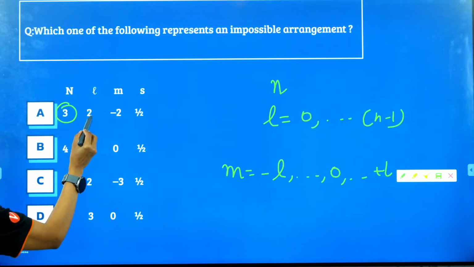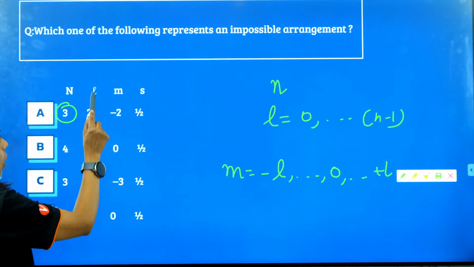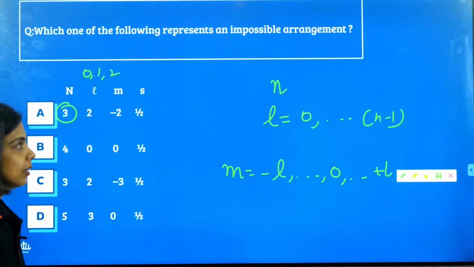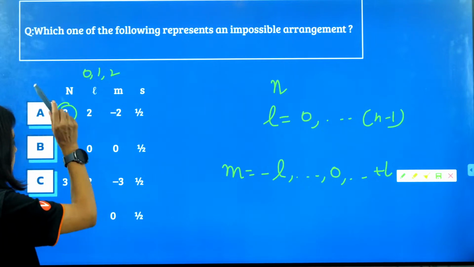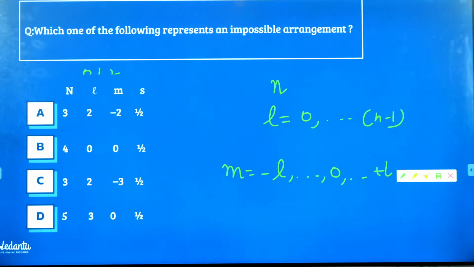If n is 3, can L be 2? Yes, of course, because for n equal to 3, the L value can be 0, 1 and 2, up to n minus 1. And the m value can be minus 2, minus 1. So this is correct. You are supposed to find out the impossible one, which is not possible.